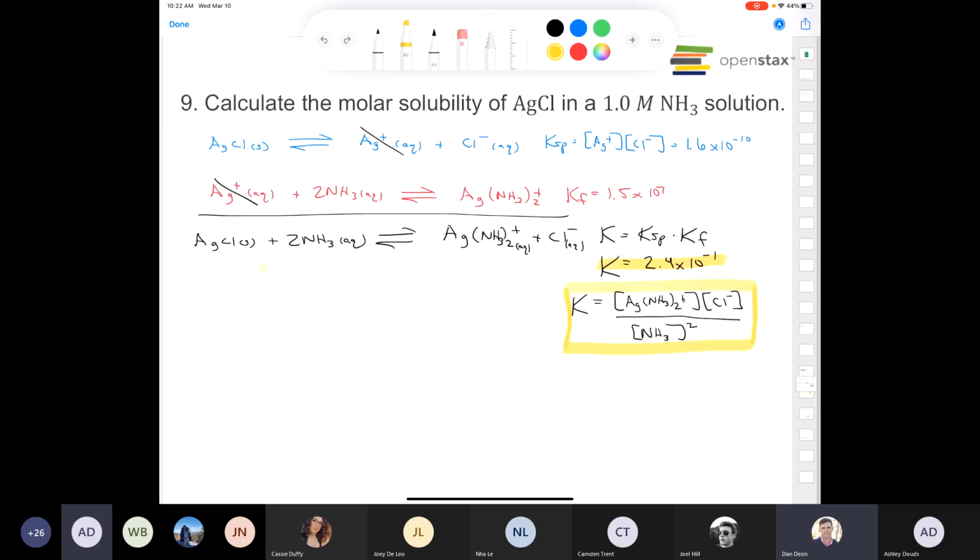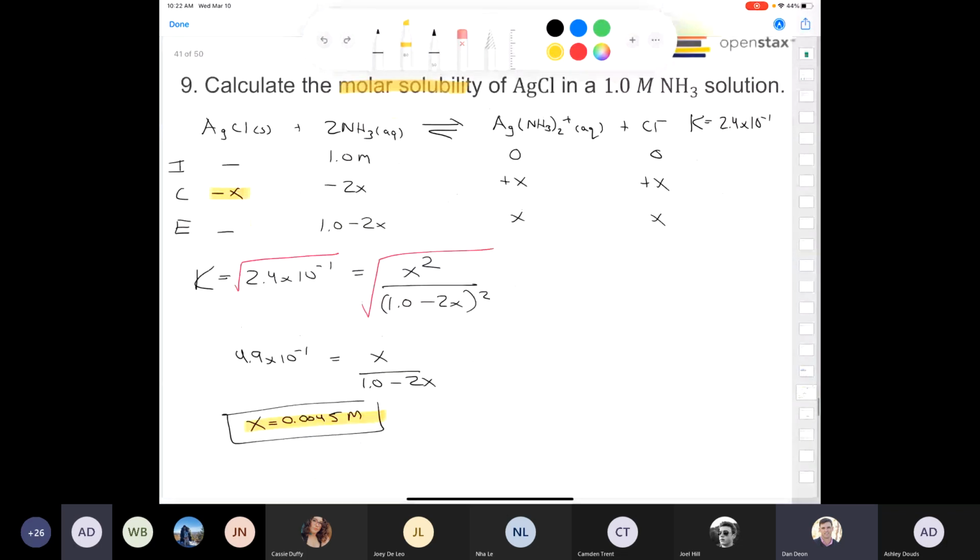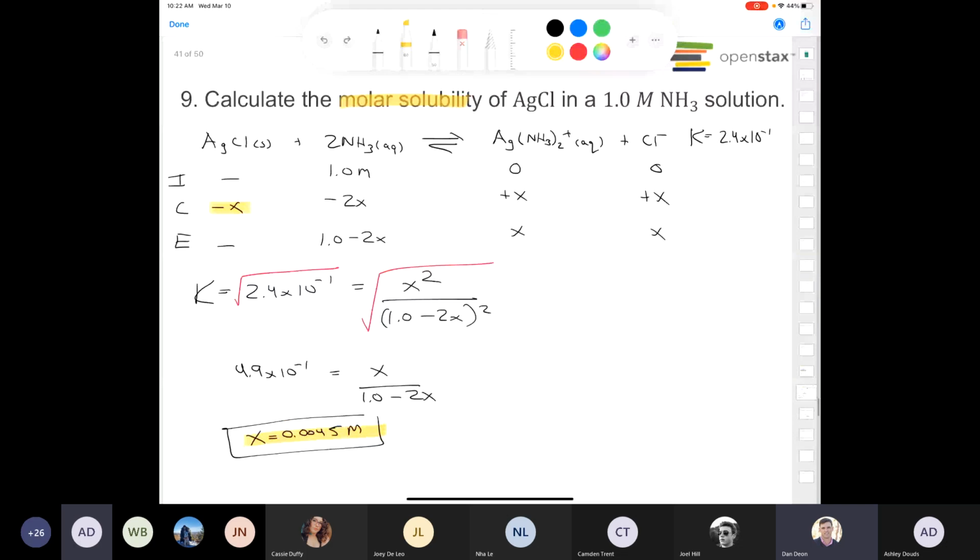Then we made an ice table and we used our K expression. This one we were able to avoid the whole idea of a quadratic and having to make any assumptions. We can just leave all that out because we were able to take the square root of both sides and we solved for the molar solubility of X just like that.